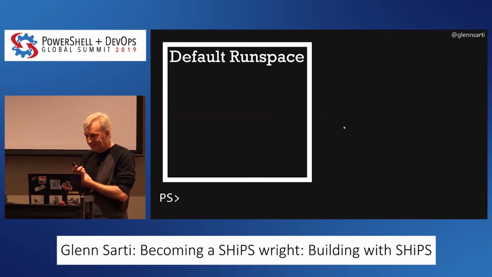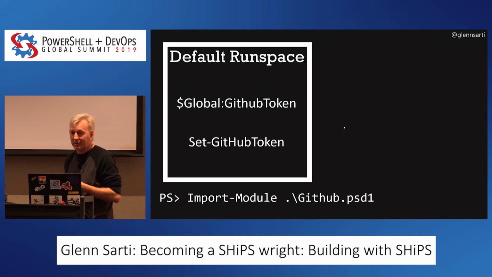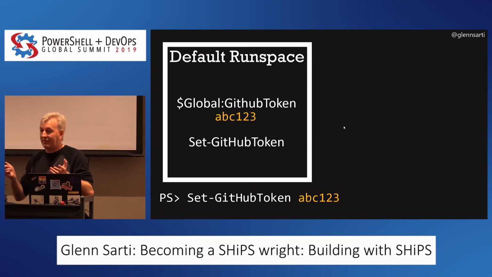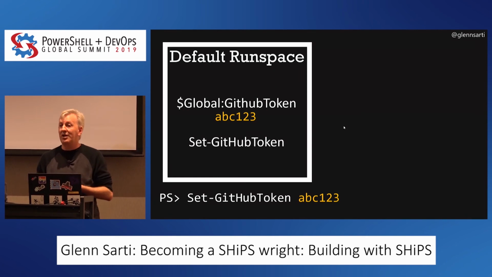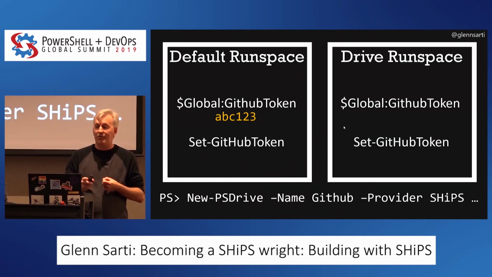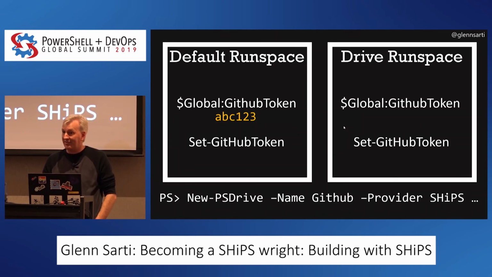So we're in PowerShell. Let's import our GitHub PS module. It sets up a global variable called GitHubToken, so we can store our API token to talk to GitHub. We then set our GitHub token to ABC123. So excellent. Let's create a new PS drive and use our new token. We create a new PS drive, but behind the scenes, it creates a runspace and imports our GitHub module into that. So note we have 2 variables now.